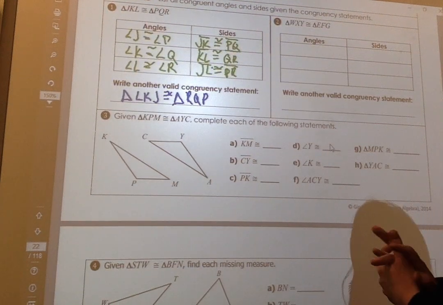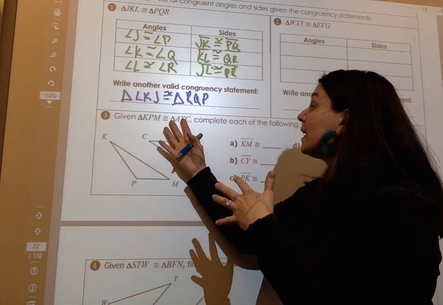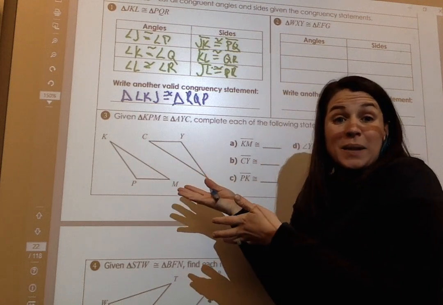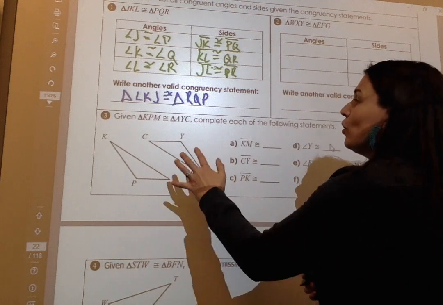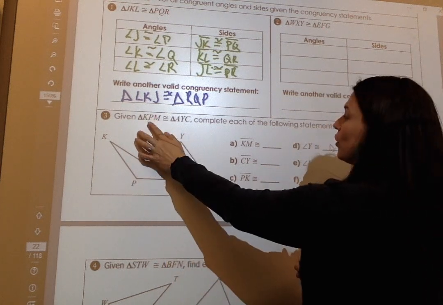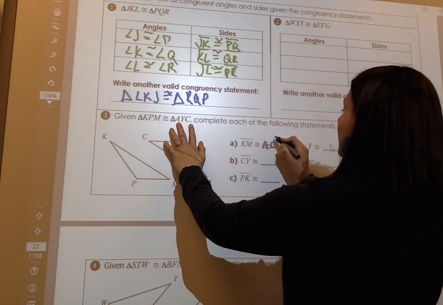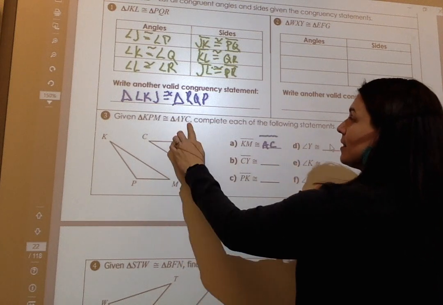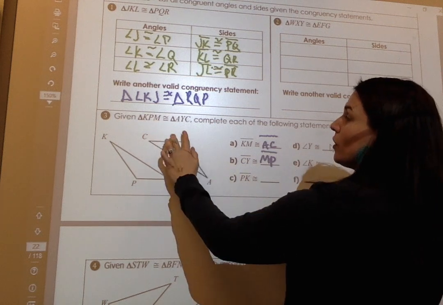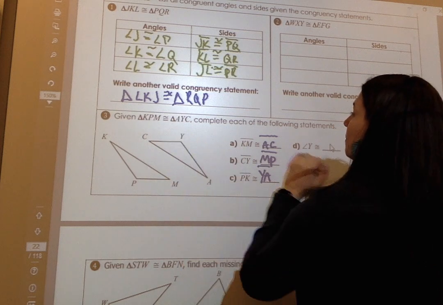All right, if we look at number 3. So here's what I have to do. It gives me a given statement, and now I'm going to make my markings because it wants me to see that. You could just look at the positioning. Okay, you could kind of ignore these and just look here. And you could see that KM is going to be congruent to AC. You could say that CY is going to be congruent to MP. You could say that PK is congruent to YA.